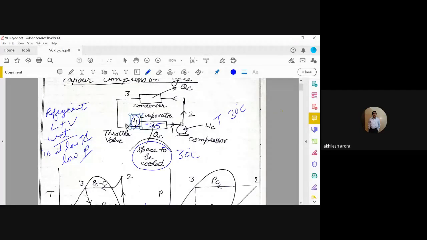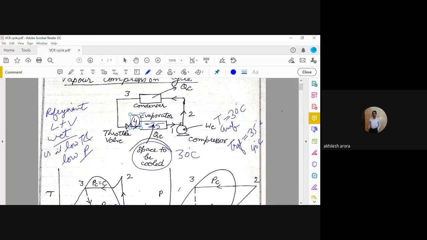So I was telling you, if I have to reject the heat from the refrigerant to the surrounding, and the ambient temperature or the surrounding temperature is 30 degrees Celsius, then the temperature of the refrigerant should be higher than this value. It can be 35 degrees Celsius or say 40 degrees Celsius. Only then the process of heat rejection will take place. And for this, I use a compressor basically.